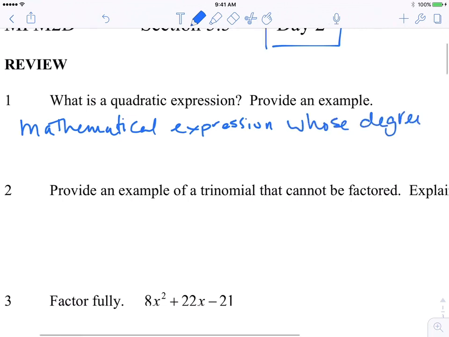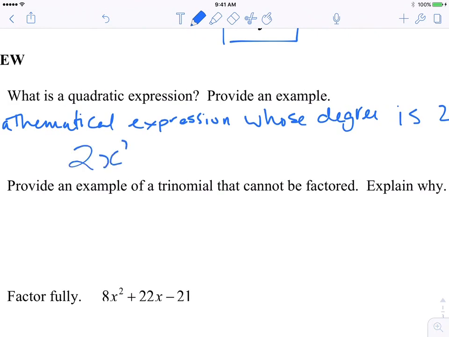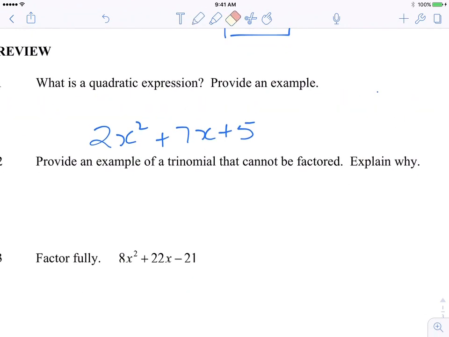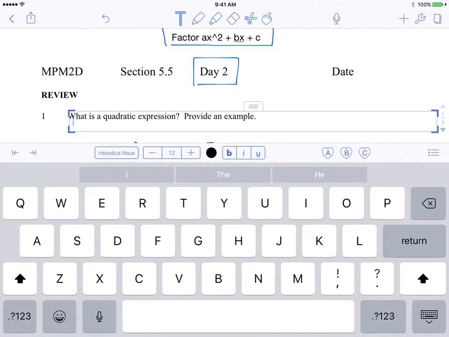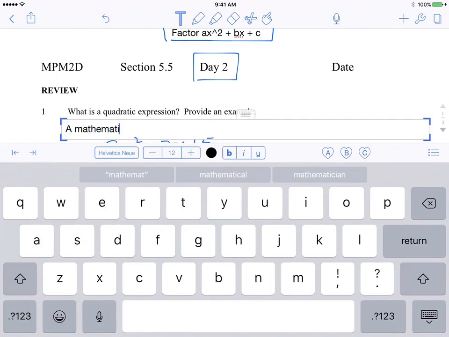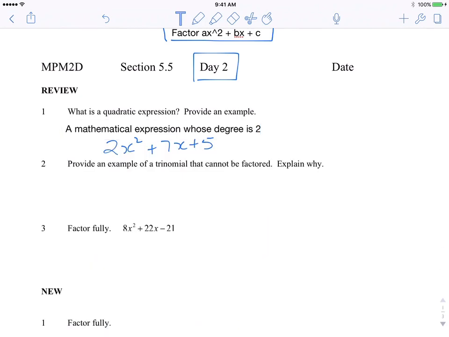Whose degree is 2. An example of that would be 2x squared plus 7x plus 5. There's an example. You know what, let me try something different here, by the way. I want that to go there, maybe down here. Mathematical, whose degree is 2. I'm a little neater than what I wrote before.